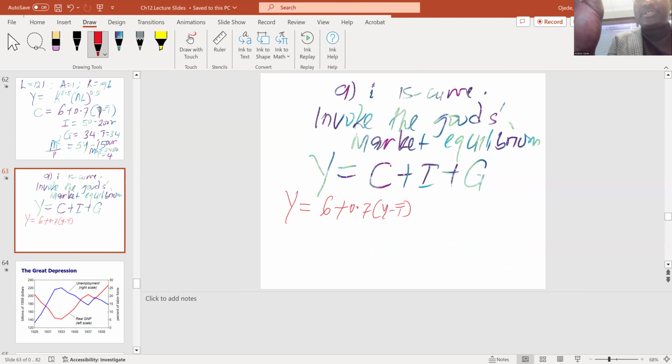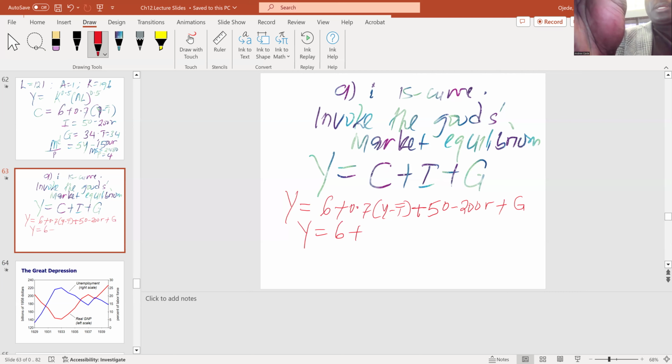Then plus the investment function. The investment function is given as 50 minus 200R, plus G. Now I'm going to substitute. That means Y equals 6 plus 0.7 inside (Y minus T), where T has been given as 34, plus 50 minus 200R, plus government spending, which is also 34.